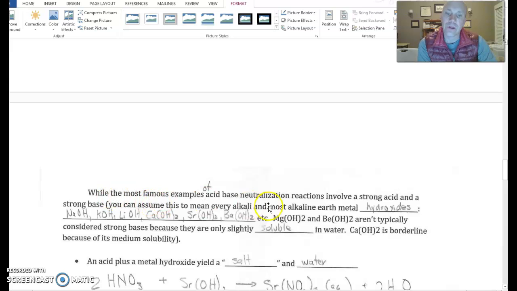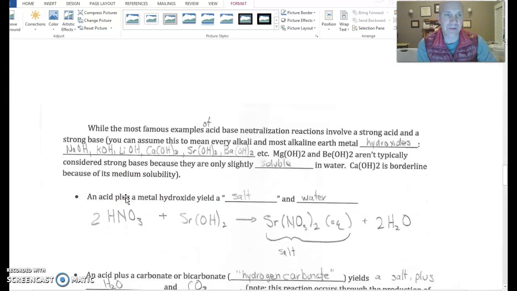All right. So we're going to go through the different scenarios that you're going to be responsible for. The first, the most famous examples, generally involve a strong acid with a strong base. When we talk about strong bases, generally this means hydroxides: sodium hydroxide, potassium hydroxide, lithium hydroxide. There are a couple of hydroxides that aren't generally considered strong bases, things like magnesium hydroxide and beryllium hydroxide, because they're just not that soluble in water.